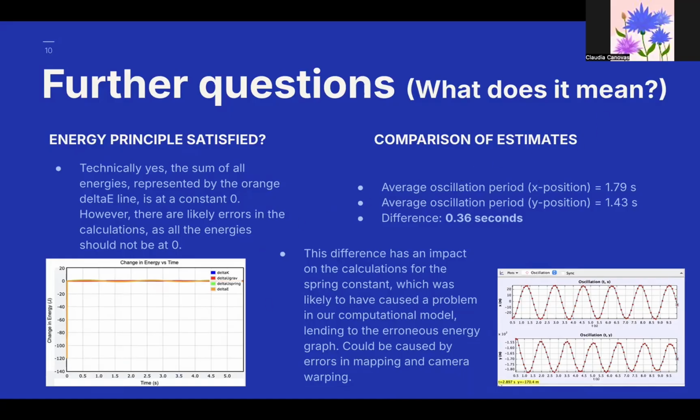So why could we have made this error in the difference? It could be caused by errors in mapping the Tracker, like I said, or maybe some camera warp, something that might have impeded our ability to really see the changes in position.